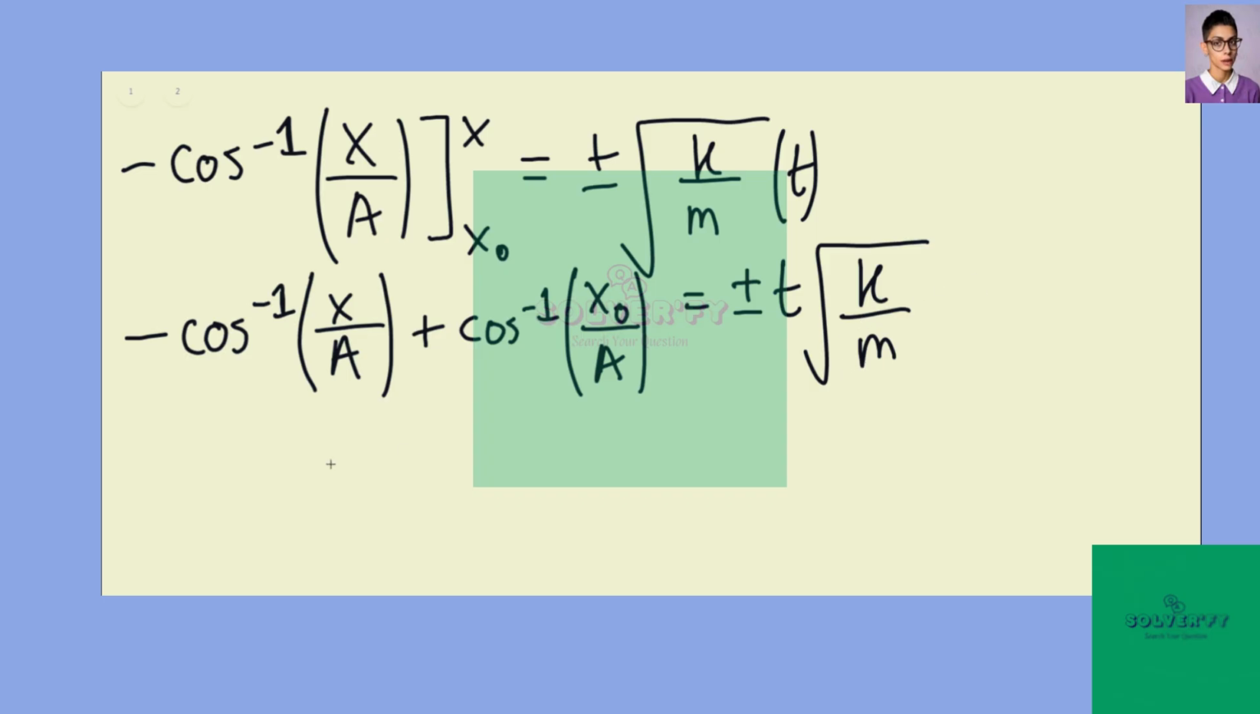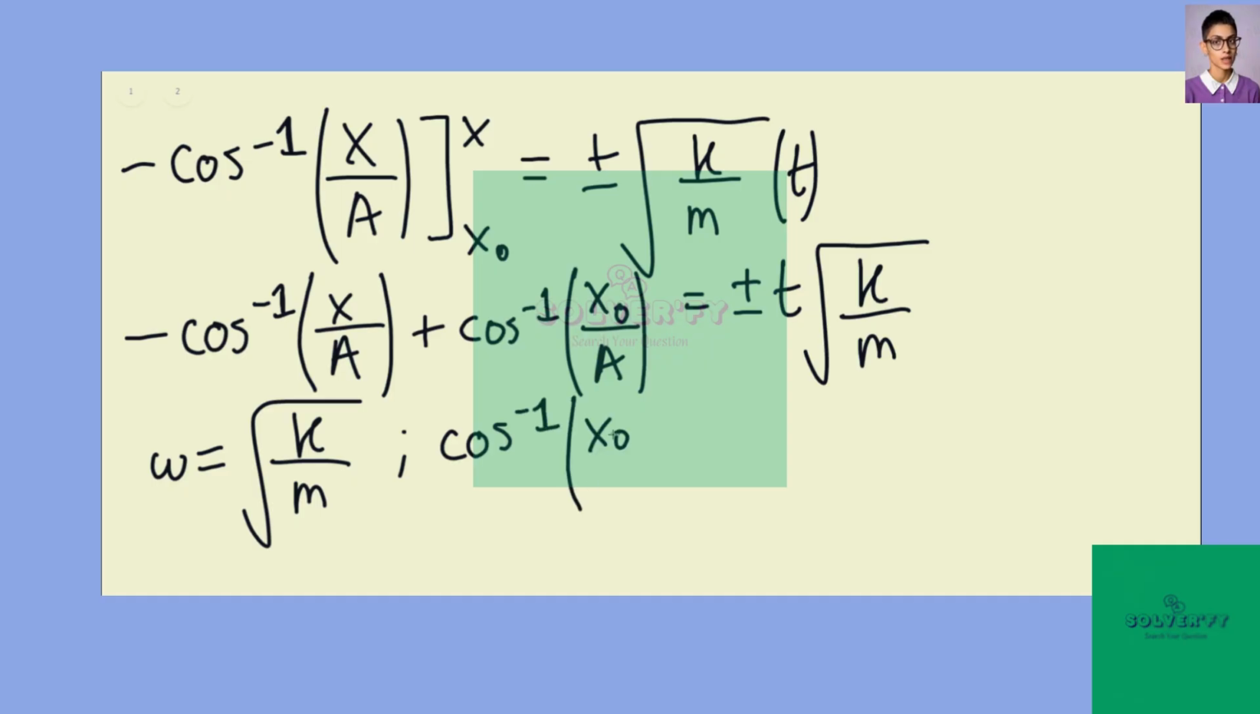We know that the angular velocity is equal to the square root of the spring constant divided by the mass, and we know that the arc cosine of x naught divided by the amplitude would be equal to phi, the phase constant.